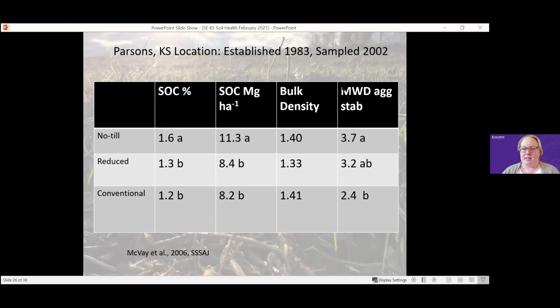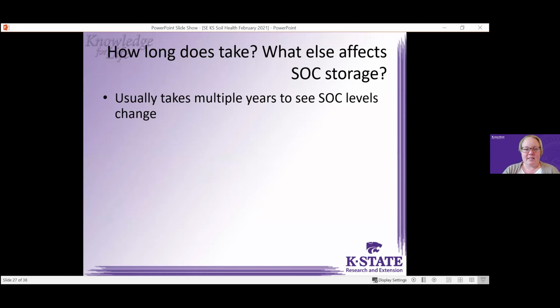They also measured bulk densities and aggregate stability. They saw no-till was significantly better than conventional, and reduced till was in the middle, intermediate to the two, so it overlapped. But statistically, the most significant difference was between no-till and conventional. So similar to other studies. So how long does this take, and what else affects soil organic carbon storage?